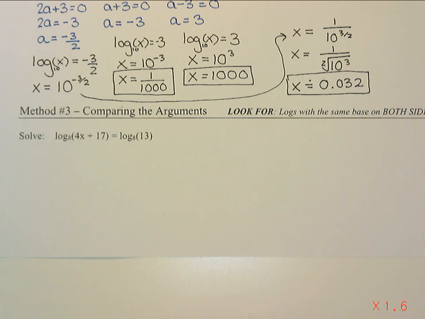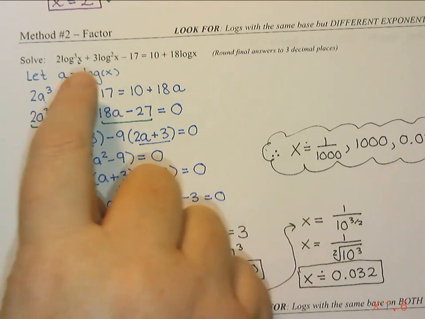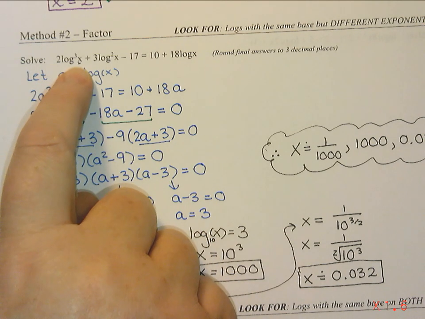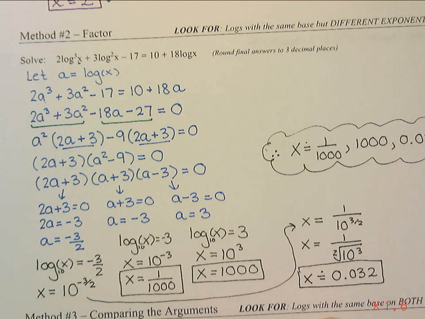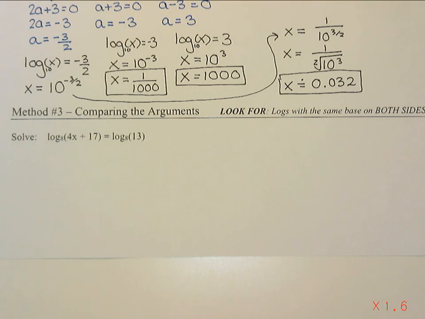Now, when I look at this one, I do notice that this has something different than the previous one. The previous one had several logs, but they all had the same base, the same argument, but they had different exponents. This one, when I look at it, they have the same base, but they have different arguments. So when I have same base, different arguments, I'm probably not going to factor because I can't easily use variable replacement. I could try to use log rules to break things up and try to get things with variables. But one of the methods that we can use is what we call comparing the arguments.